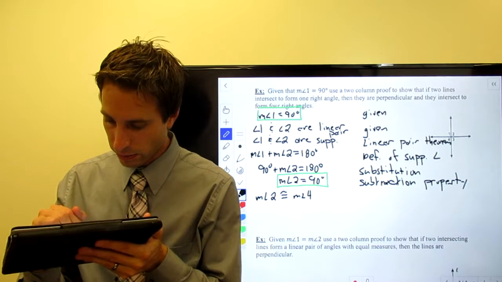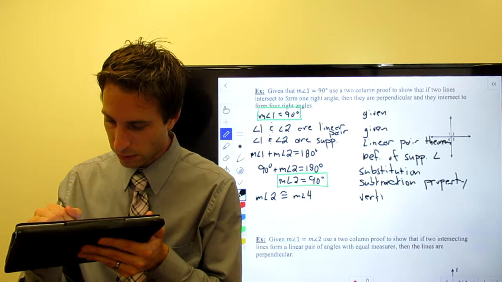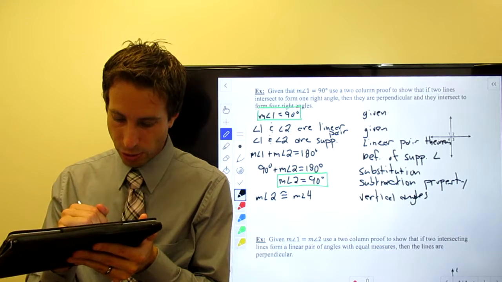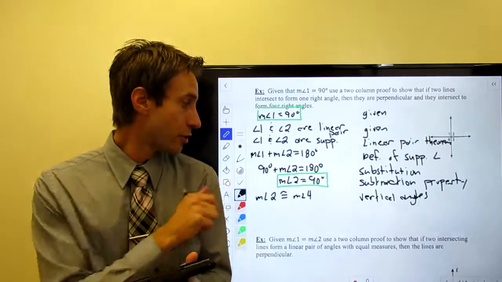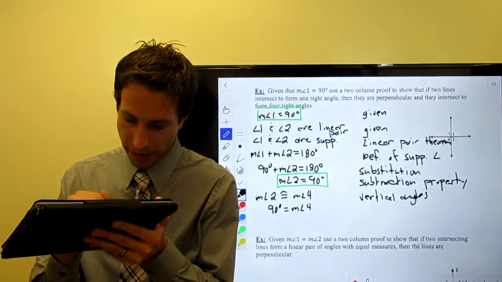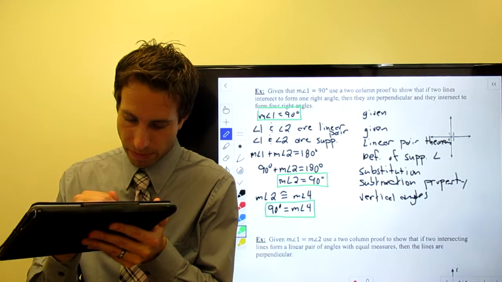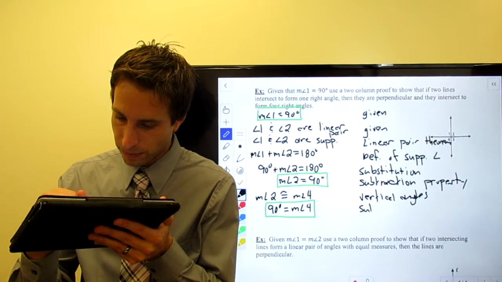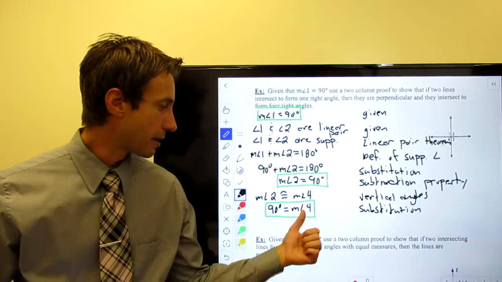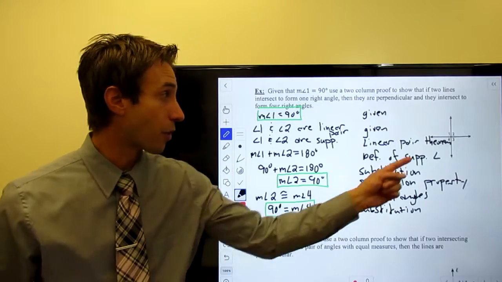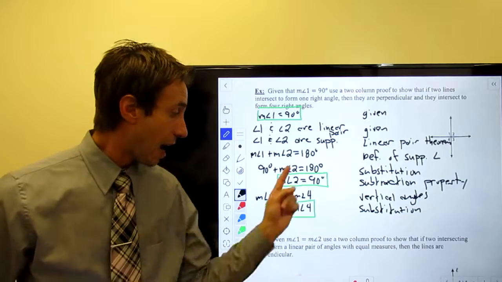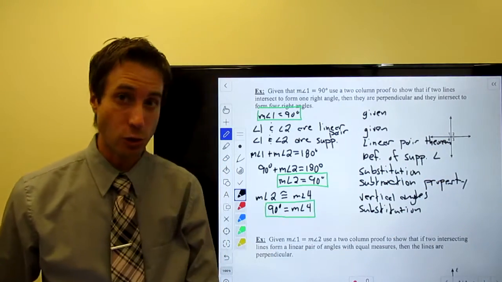How do I know that the measure of angle 2 is congruent to the measure of angle 4? Vertical angles. Do another substitution. The measure of angle 2 is 90 degrees, which must be equal to the measure of angle 4. So there we go. I have just shown, based on a substitution, that the measure of angle 4 is also 90. So here's what I've done so far. The measure of angle 1 is 90. I've proven the measure of angle 2 must also be 90. I've proven the measure of angle 4 must also be 90.